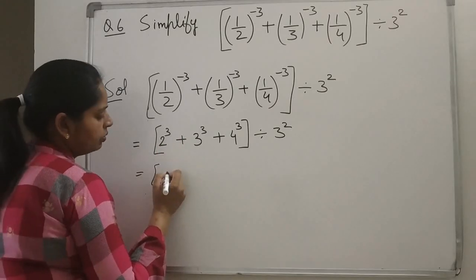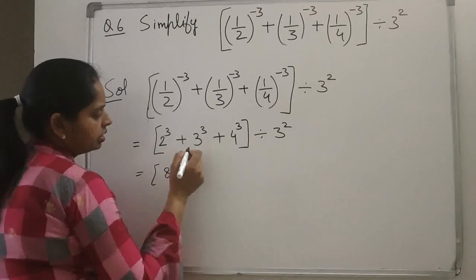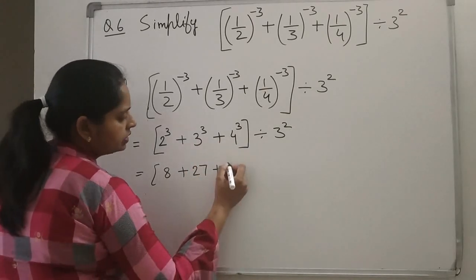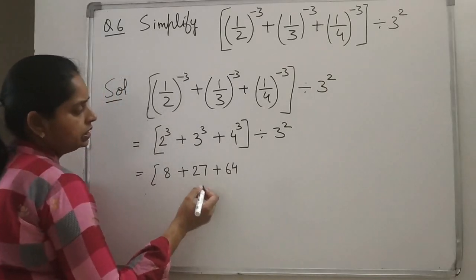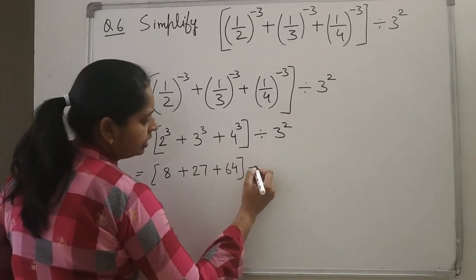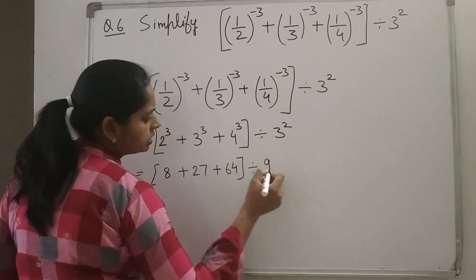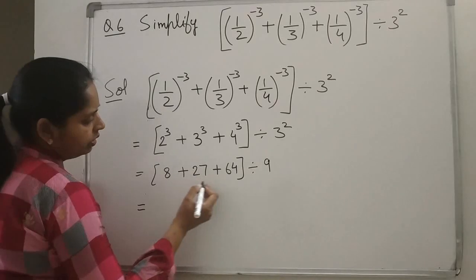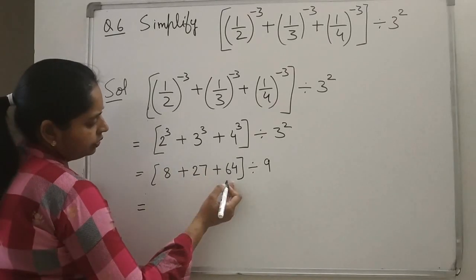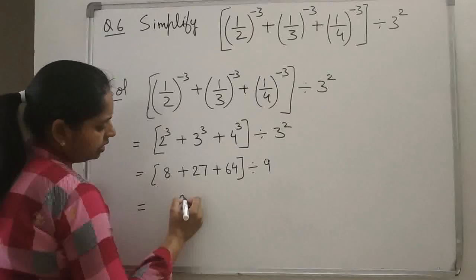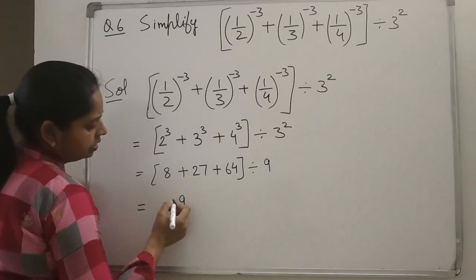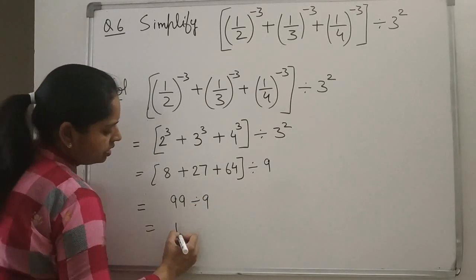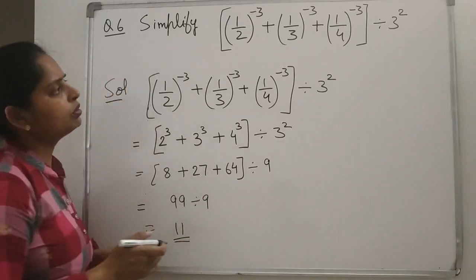2 to the power 3 is how much? 8. 3 to the power 3 is how much? 27. And 4 to the power 3 is how much? 64. 4 fours are 16 and 16 fours are 64. Divided by 3 to the power 2, which is how much? 9. So we have to add all these. You add them. What answer do you get? 99 divided by 9. So your answer is how much? 11.